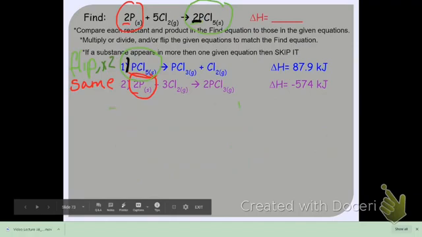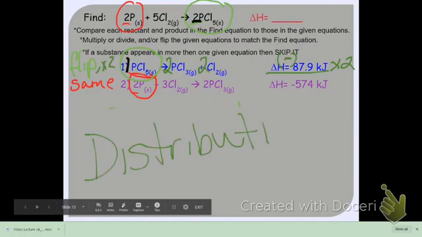what am I going to do to my delta H here? Well, since I flipped it, my delta H is going to go from a positive to a negative. And since I've multiplied by 2, I have to multiply my delta H by 2. I have to multiply my PCl3 by 2. I have to multiply my Cl2 gas by 2. Remember, it's distributive.